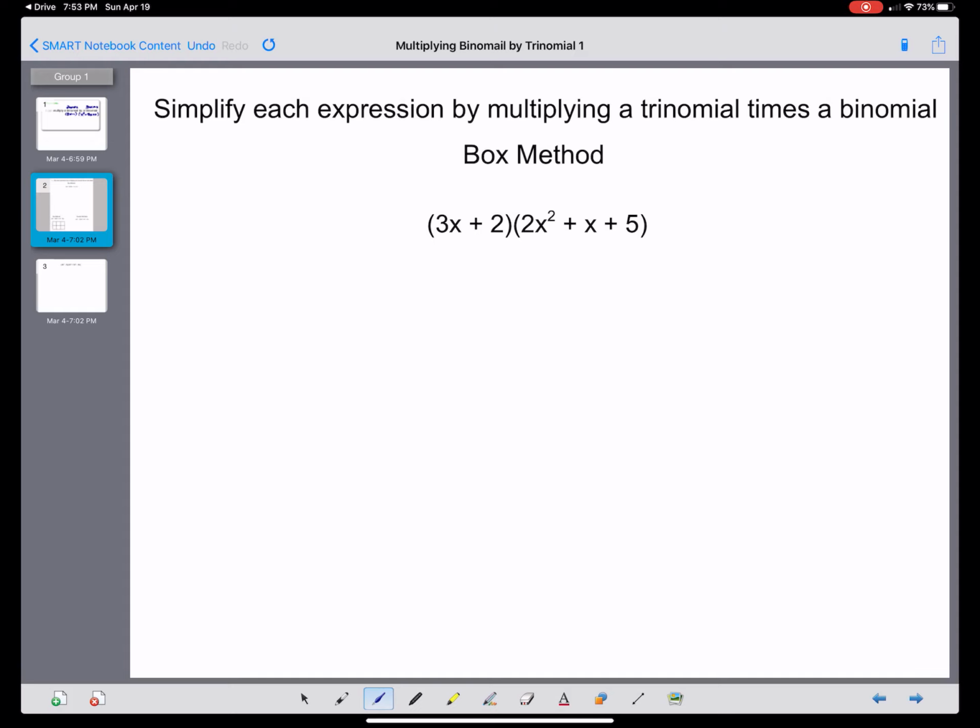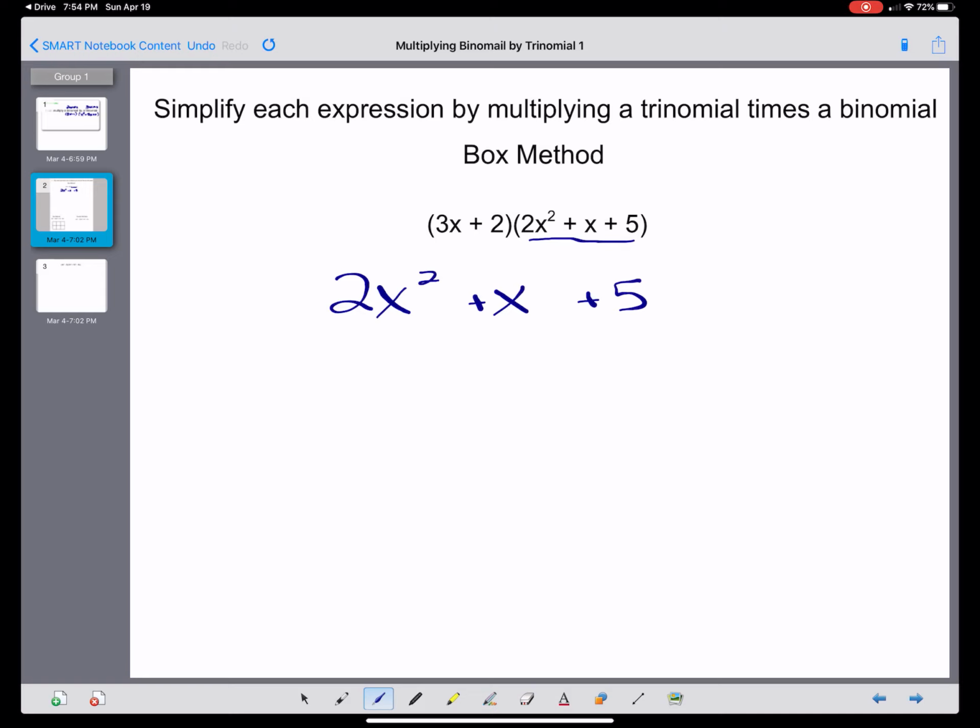So what I like to do is write my longest polynomial, which in this case is the trinomial, on top. So I'm going to write 2x squared. And when I write this out, I also like to leave a little bit of room, so that when I create my box, I have room in my box to put my answers in. So I'm going to leave a little bit of a space and put plus x. Leave a little bit of a space again, and put plus 5. Okay, so this is my trinomial.